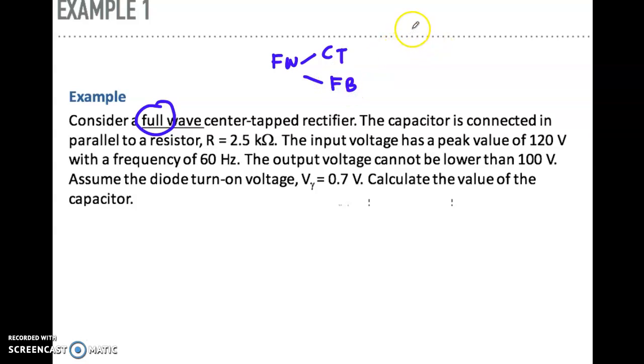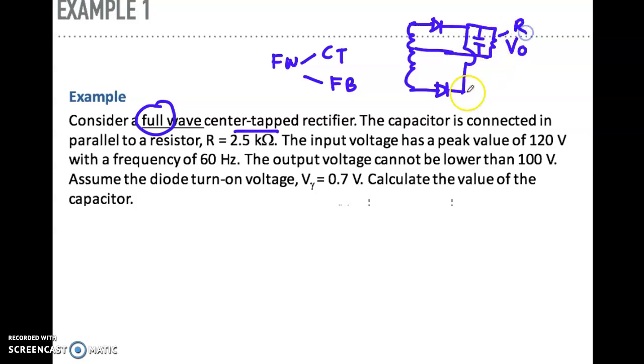So in your center tap, how many diodes do you have? There will be a tap at the center, and then you have two diodes here. And this one will be connected, and then you have what we call V out. So in this question, it says center tap rectifier. The capacitor is connected in parallel. So where will the capacitor be? It will be in parallel with your load here.